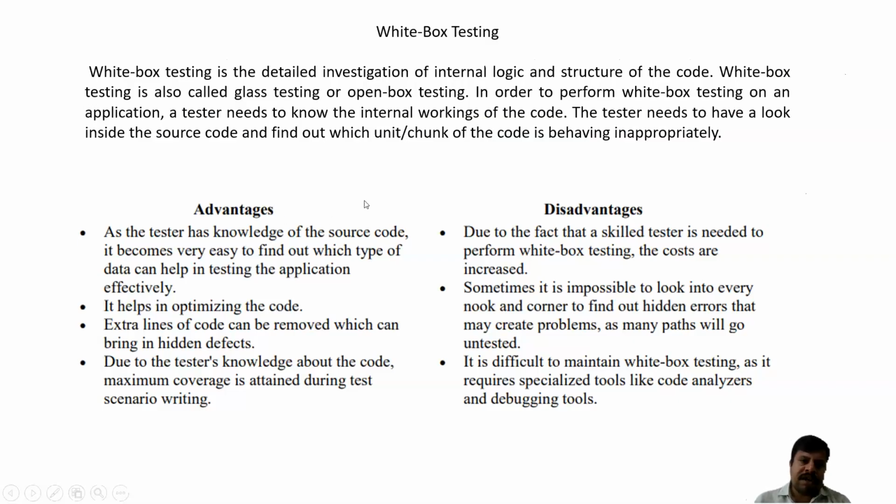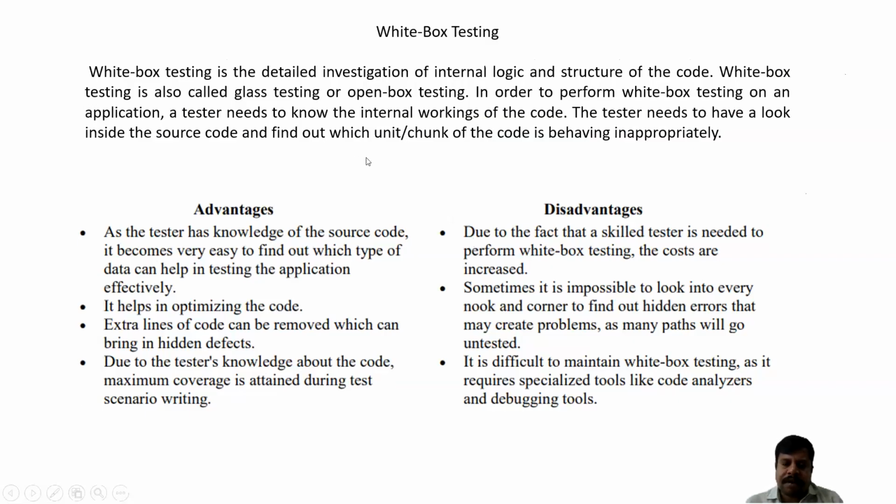So coming to its advantages and disadvantages, it is somewhat advantageous as compared to the black box testing. As the tester has knowledge of the source code, it becomes easy to find out which type of data can help him test the application effectively. And it helps in optimizing the code. Extra lines of code can be removed, which can bring in hidden defects. Due to the tester's knowledge about the code, maximum coverage is attained during test scenario writing.